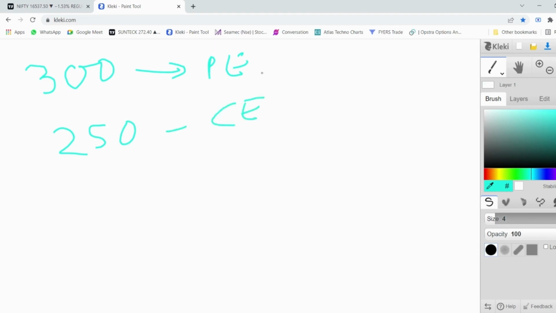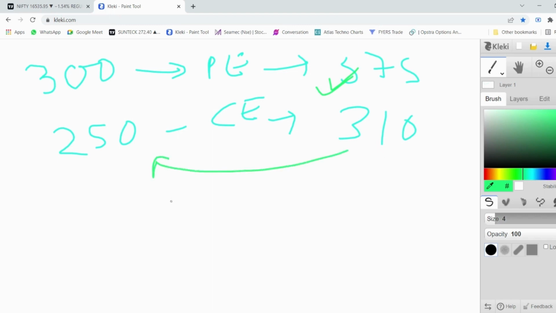Now if one side stop loss gets hit, that is around 375 here, and here 310 rupees, then we are going to shift the stop loss from 310 back to cost. Okay, so we are going to shift the stop loss of 310 back to cost, so that the maximum we can lose is on a single leg, and we are going to keep this leg open for the whole day till 3 p.m.